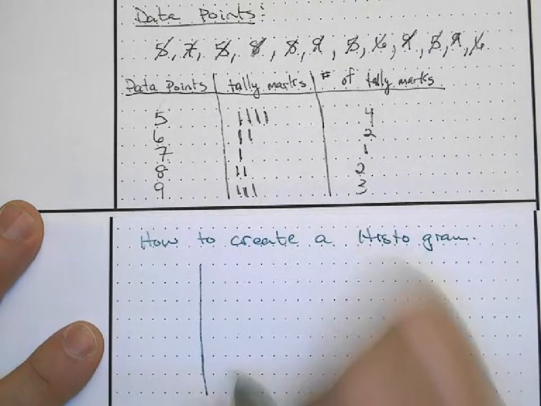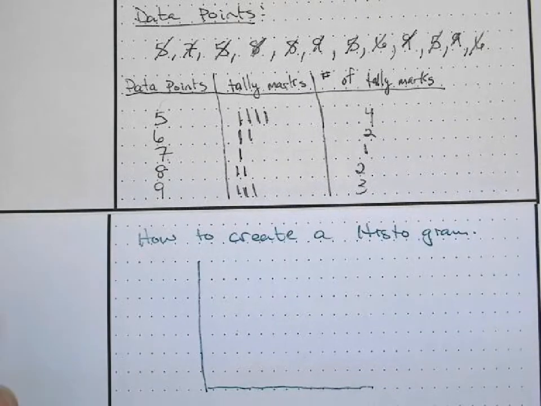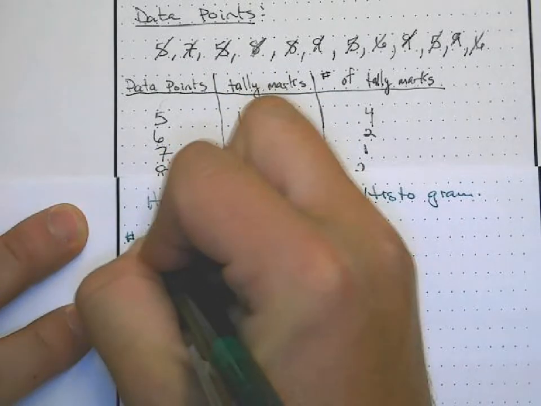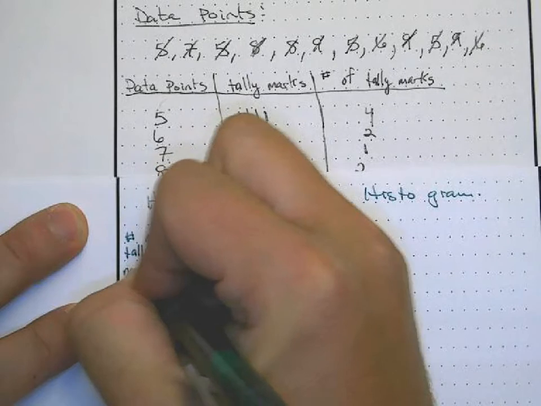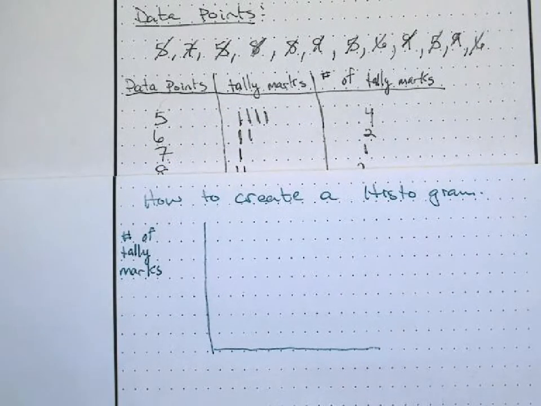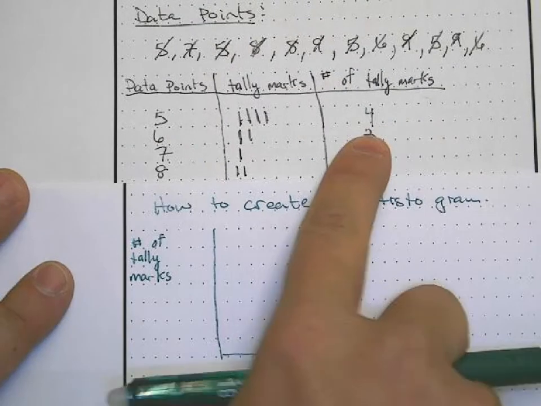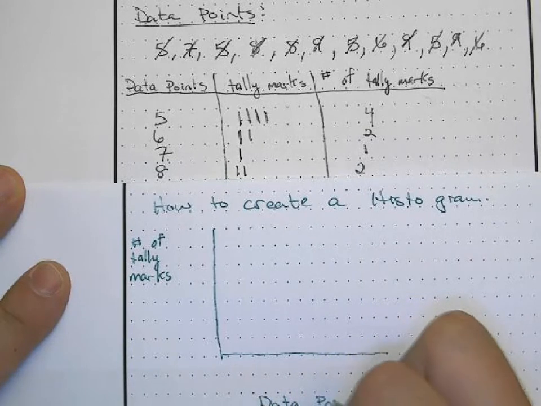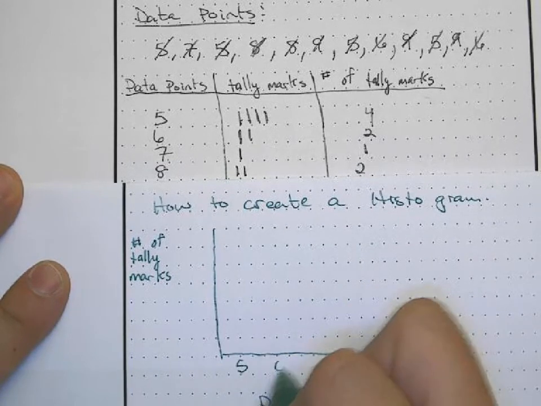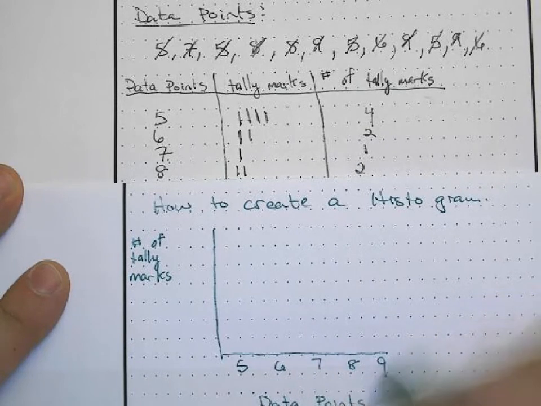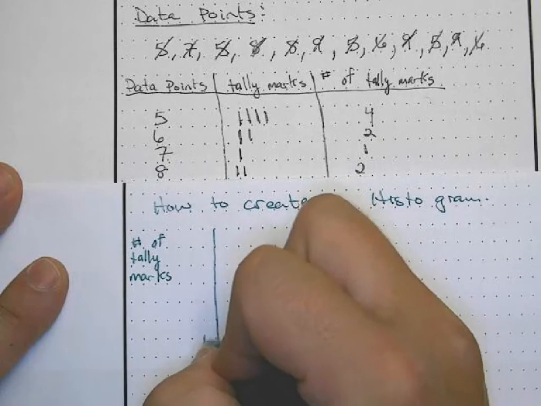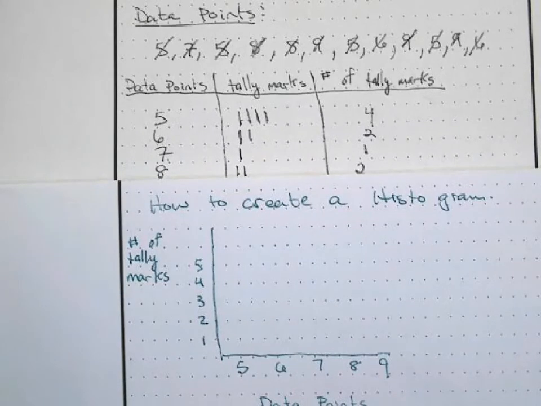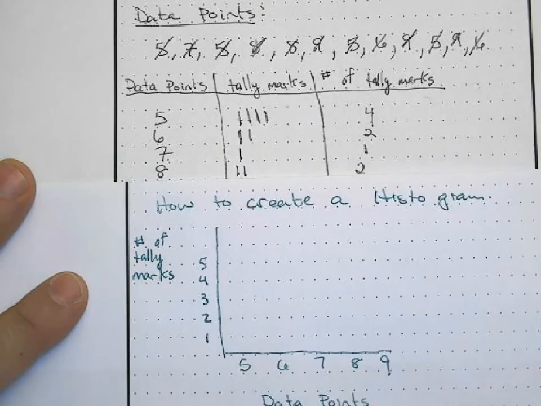So we're going to make just a right angle like a bar graph. Our side numbers will be our number of tally marks. Sometimes we might label this differently, but for the sake of using this table here, we're going to match it up. Along the bottom is our data points. So my data points are 5, 6, 7, 8, 9. And my number of tally marks will go 1, 2, 3, 4, 5. And now we're just going to create bars that match up with these tally marks.